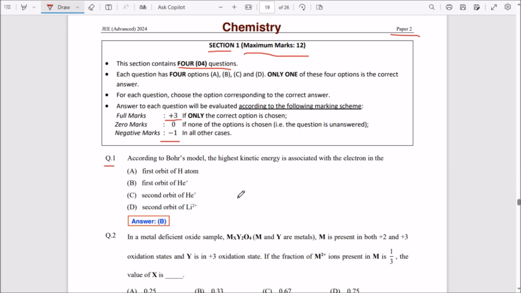Question number 1. According to Bohr's model, the highest kinetic energy is associated with the electron in the option B, first orbit of helium plus.